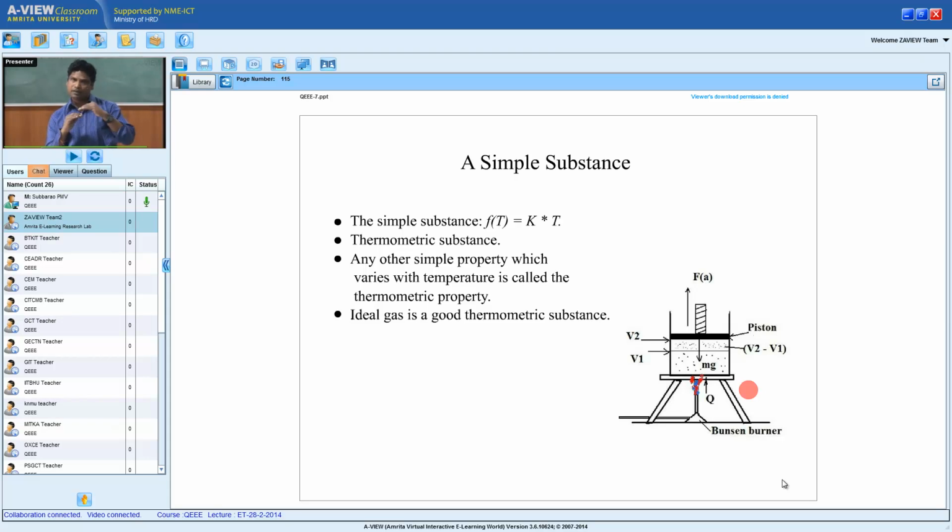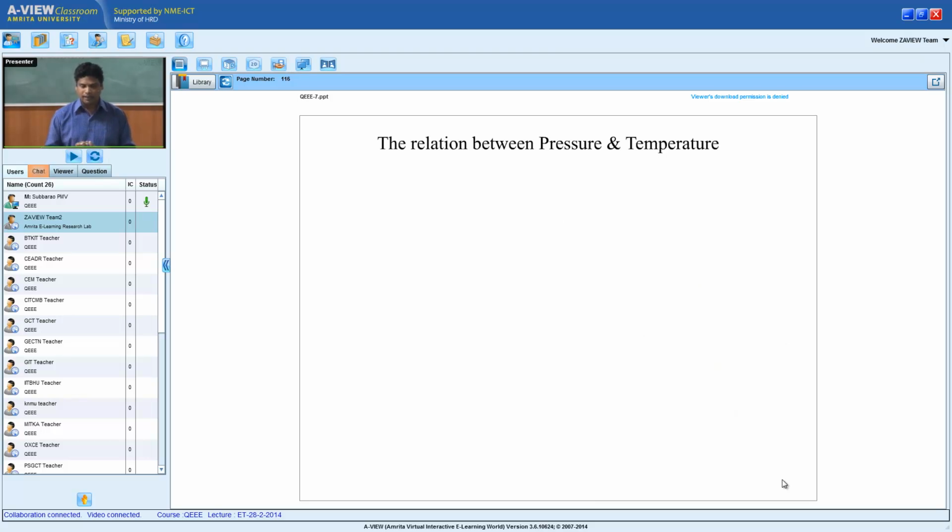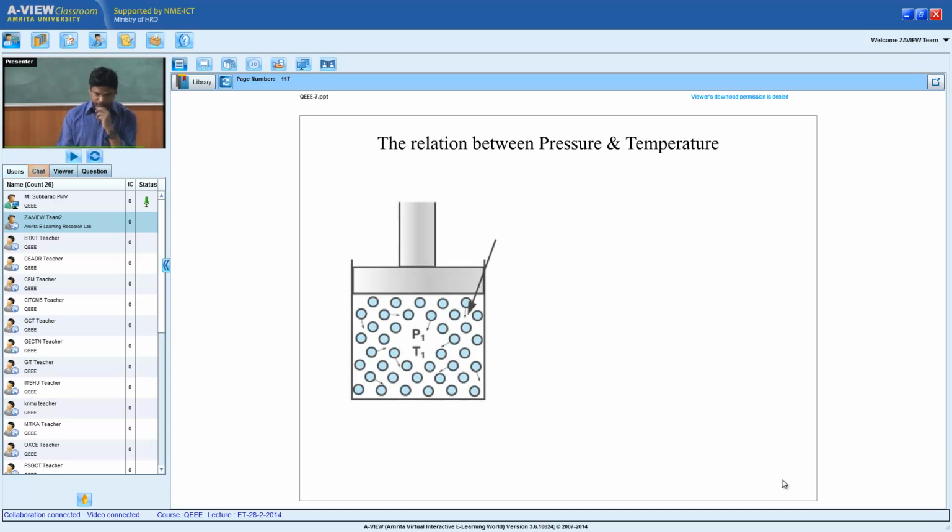Let me show you some of the constant volume ideal gas situation. The relation between the pressure and temperature, if I want to establish, you see this particular one. So this I am using as a constant volume. The piston is locked, you can say.